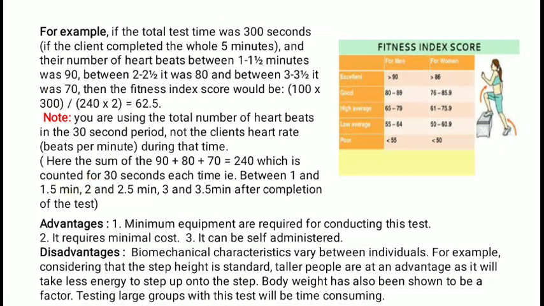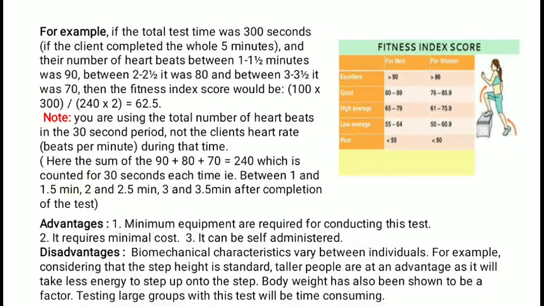The biomechanical characteristics vary between individuals. For example, considering step height, how biomechanical characteristics vary. If a person is tall, then it will be easy for them to step up and step down, and if a person is short, then it will be difficult for them. So that's why it is one of the disadvantages.